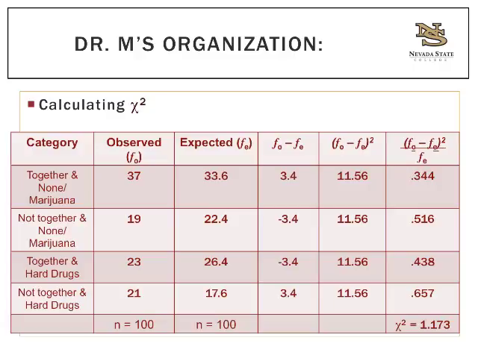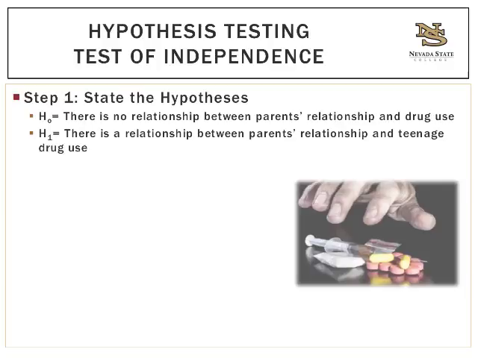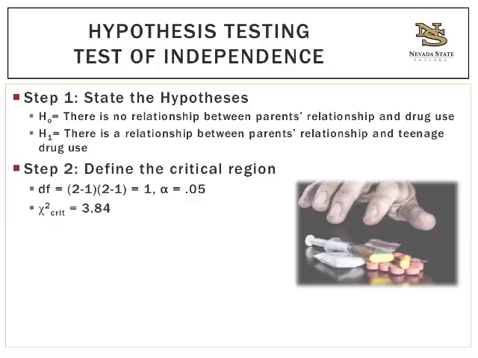But let's put it all together into our hypothesis test. So for this particular example, we stated these hypotheses. Our null was that there's no relationship between parents' relationship and drug use. And our alternative was that there is a relationship between parents' relationship and teenage drug use. In reality, both of these should say teenage drug use. I just forgot to add the teenage on the null. Sorry about that. Here, then, our critical region was using a degree of freedom of 1 and an alpha of 0.05, which gave us a 3.84. So that we needed to get beyond that chi-square in order to reject our null.